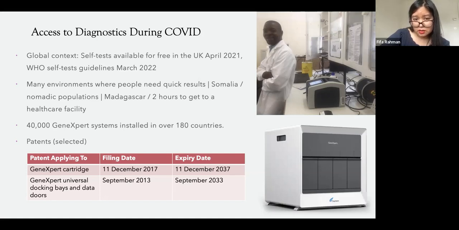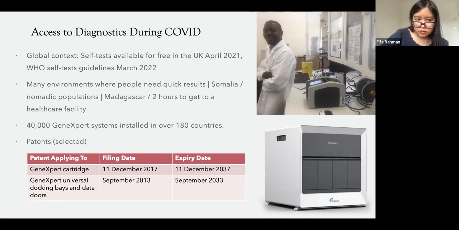In Madagascar, only 60% of people have access to primary healthcare. So for a lot of other people, it takes a minimum of 2 hours to get to a healthcare facility. So what you want is for tests to be quick and accurate. So in the picture top right, you've got a picture I took in Zimbabwe of an Alere machine that returns results in less than an hour and a half. And on the bottom, you have a Cepheid GeneXpert machine, of which there are 40,000 installed in over 180 countries.